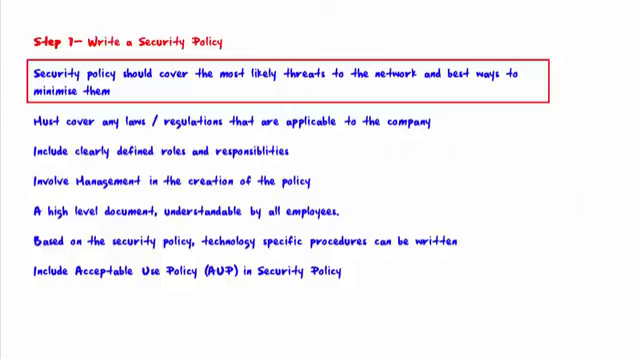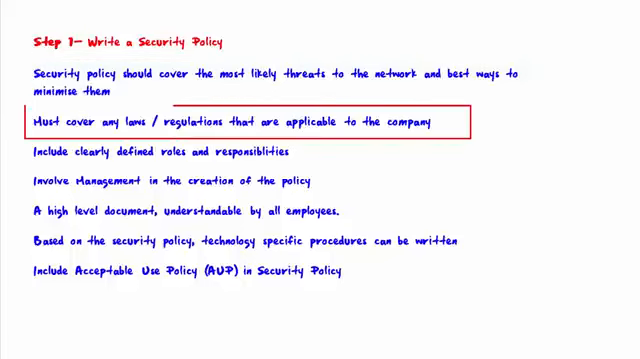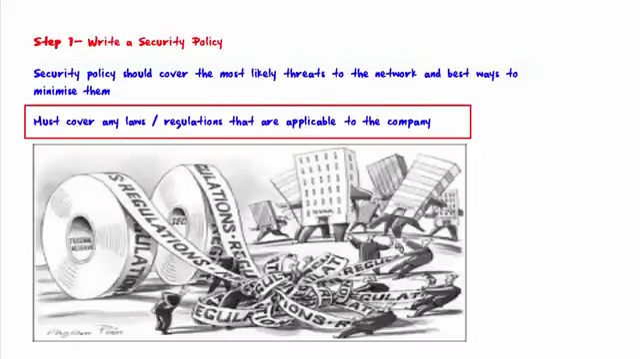Now, you must make sure to cover any laws and regulations that are applicable to your company. So, for example, Sarbanes-Oxley, most corporations are subject to that. You might be subject to HIPAA if you are a medical company, or if you are using credit cards, there are special regulations for that. So you need to make sure that any of those that your company needs to abide by are in fact included in the security policy.